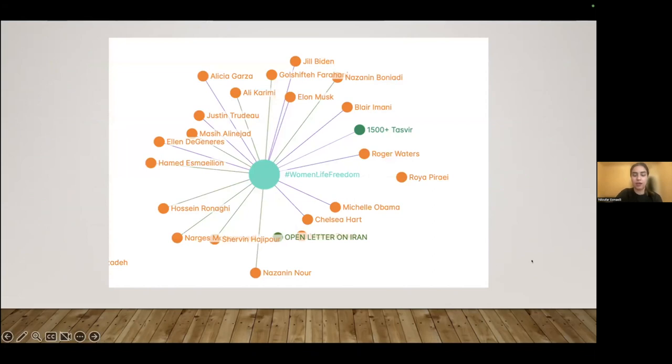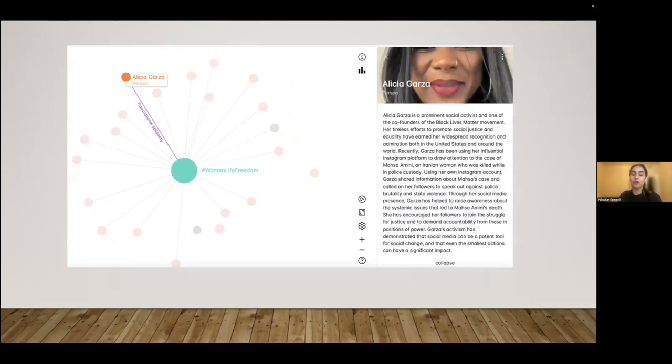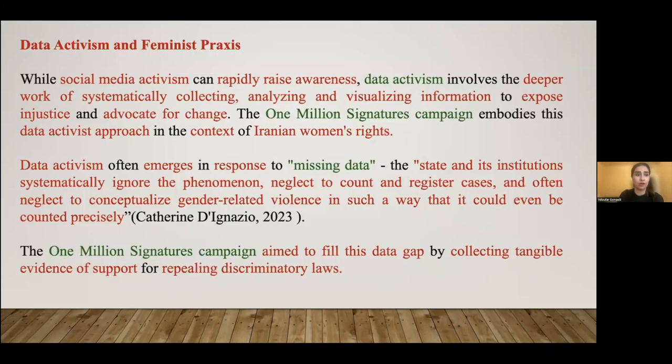Here you can see the Women Life Freedom hashtag node and all the related nodes. I have used the color orange to depict people and activists, and dark green nodes for depicting websites. One of the people who stood in solidarity with the Women Life Freedom movement was Alicia Garza, who is a prominent social activist and one of the co-founders of the Black Lives Matter movement. She used her Instagram account to share information about Mahsa's case, and called on her followers to speak out against police brutality and state violence in Iran.